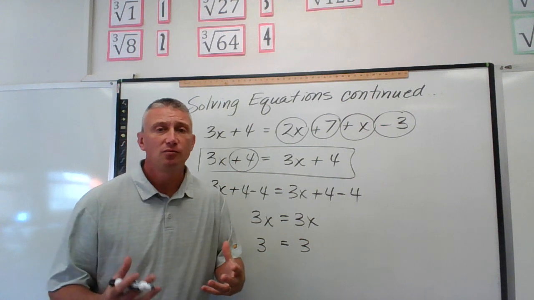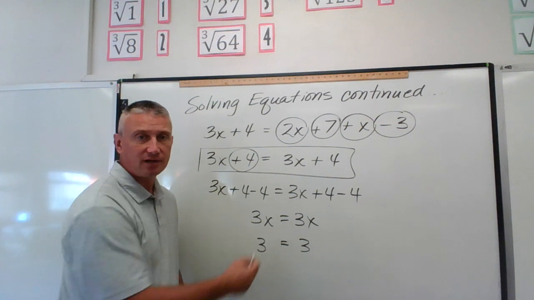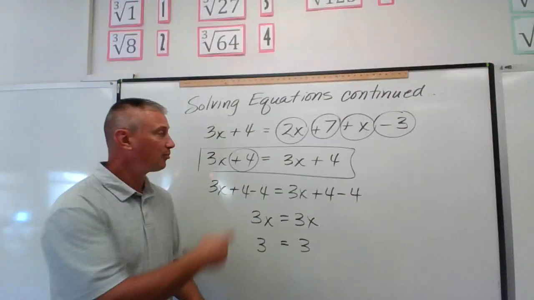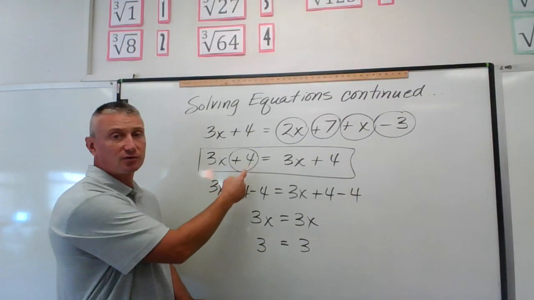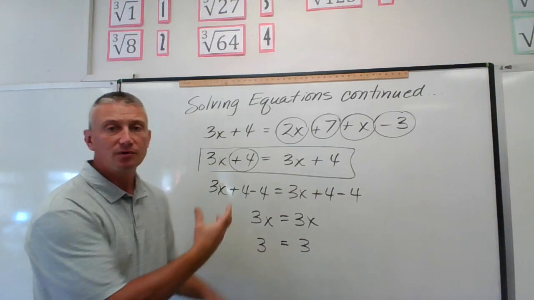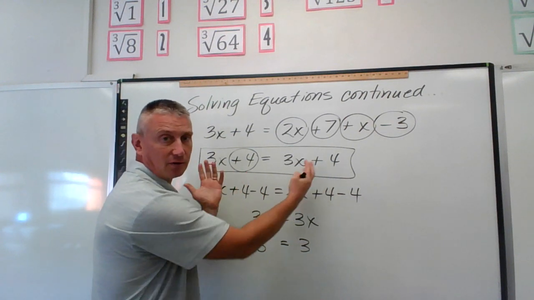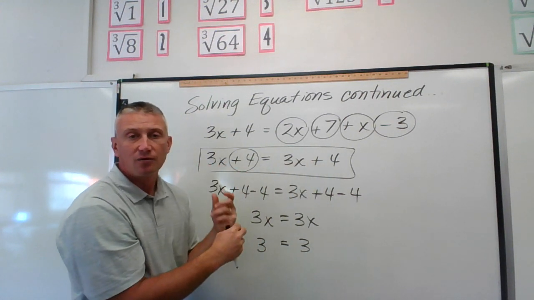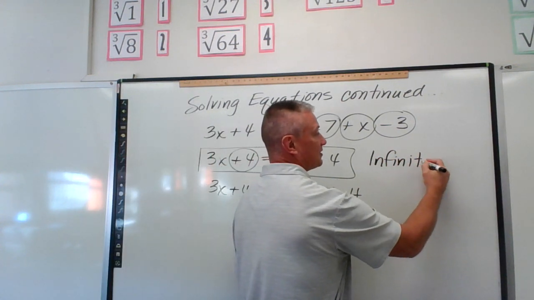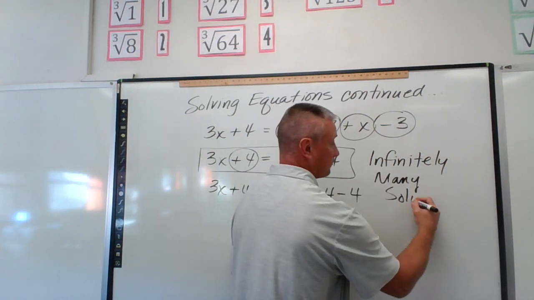And it doesn't matter what we put in here for the answer. If I put a 0 in here for x, it would be 0 equals 0. Well, 0 always equals 0. 3 always equals 3. If I put a 1 in here, 3 times 1 is 3, plus 4 is 7. 3 times 1 is 3, and 3 plus 4 is 7. 7 always equals 7. So when you end up with the same variable and the same constant on both sides after you simplify, we have a special name for that. This equation has infinitely many solutions.